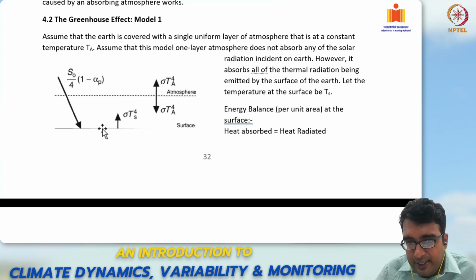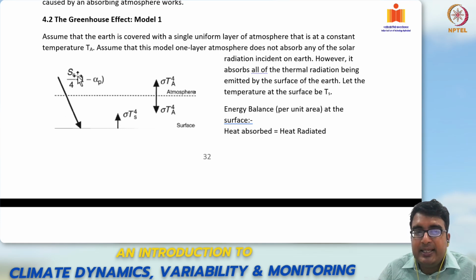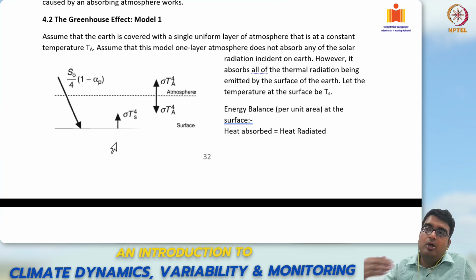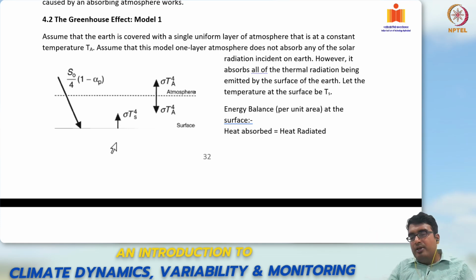Suppose we have a surface. The total absorbed solar radiation is S0 by 4 into 1 minus alpha. Alpha P is the albedo of the planet. This is the net absorbed solar radiation. This is entirely absorbed by the surface of the Earth. So, what we are saying is, yes, the atmosphere reflects sunlight, but it does not absorb a lot of the sunlight. So, the atmosphere is transparent to solar radiation, but is opaque to the thermal radiation coming from the surface and trying to get out into space.